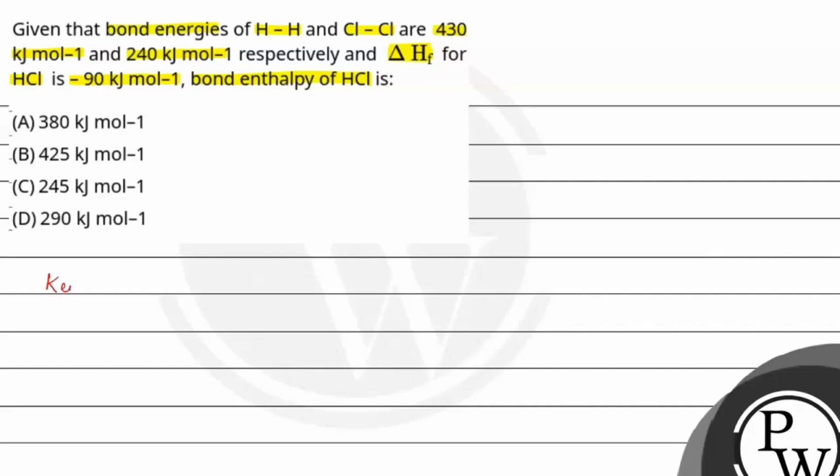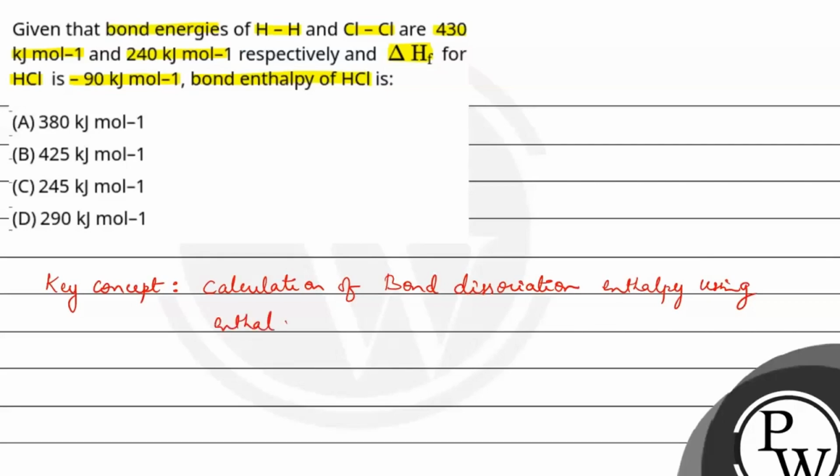So let's first understand the key concept involved in this question. Calculation of bond dissociation energy enthalpy using enthalpy of formation, that is delta HF of a compound, and the bond energies of the reactants.